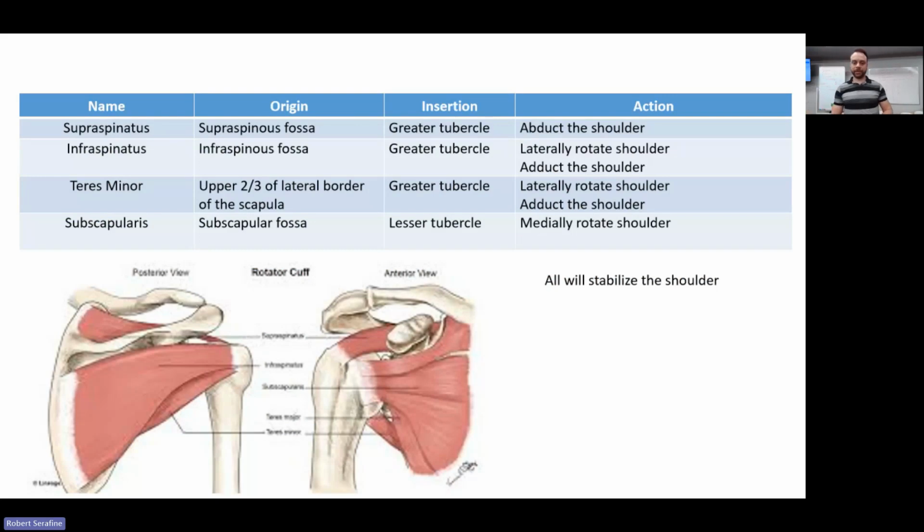These are essentially stabilizers of the shoulder, but supraspinatus can abduct the shoulder. Infraspinatus and teres minor are going to laterally rotate and adduct the shoulder. And then subscapularis is going to medially rotate.